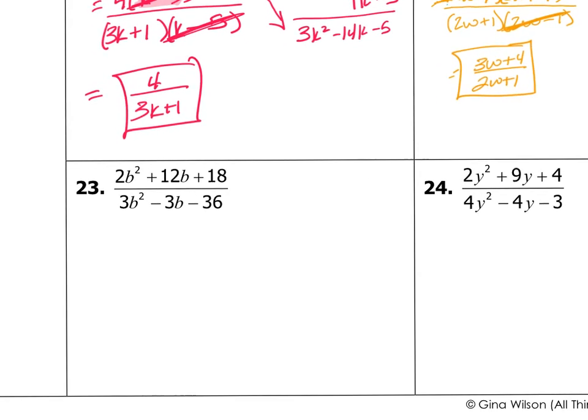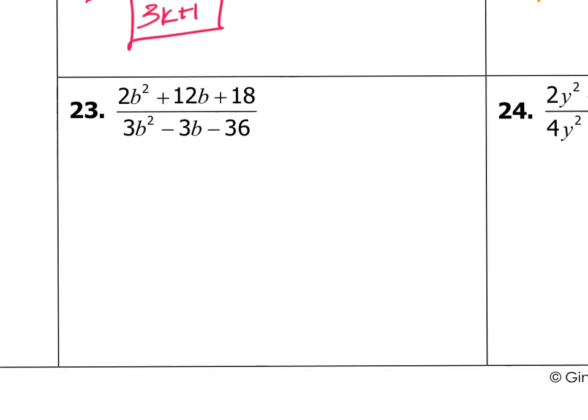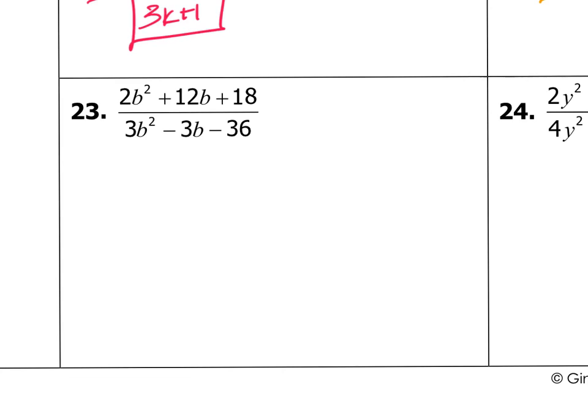Okay, so 23. What can I take out of the top? Well, I can take a 2 out of the top, and I get b squared plus 6b plus 9. Pretty sure that's what it is. And what can I take out of the bottom? A 3. Just have an equal sign here. Oops. So I get b squared minus b minus 12.